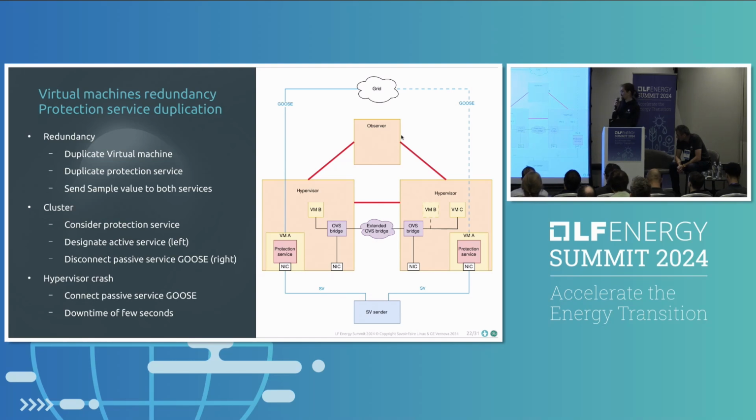Right now, we are working on that in the worst case scenario, which means the hypervisor crash. Basically, we just unplug it and nothing works anymore. And we measure the time until we can again receive new GOOSE messages from these virtual machines. Actually, we are at a few seconds, and we are working on new technologies to reduce this downtime in the worst case scenario.